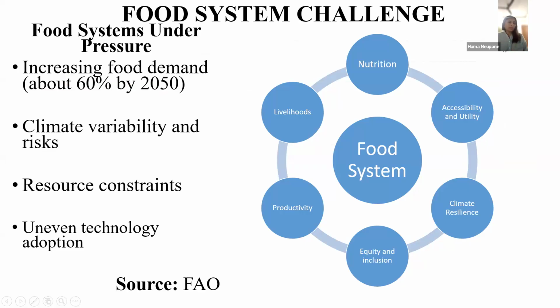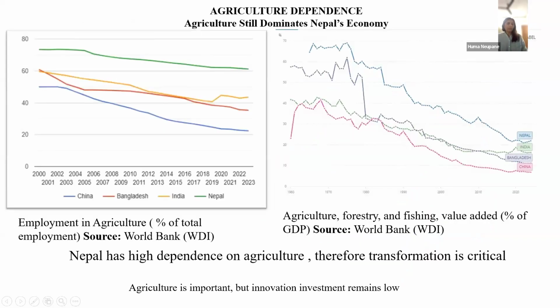So food systems: a successful food system must be able to achieve, as we see in the graph, multiple objectives at the same time. It should be able to contribute to nutrition. It should be able to improve the livelihood of people. It must enhance productivity, and then promote equity and inclusion of all social groups of the people, especially in the context of countries like Nepal, where various types of social groups exist. And at the same time it should also strengthen climate resilience.